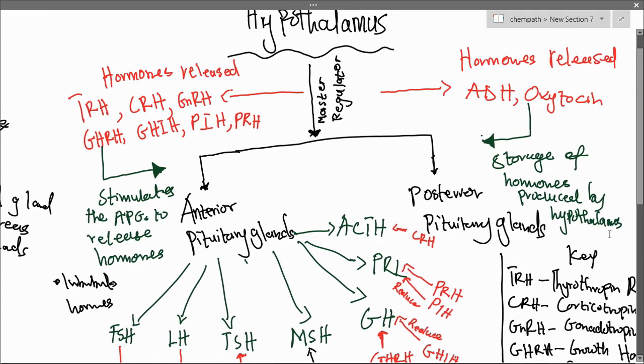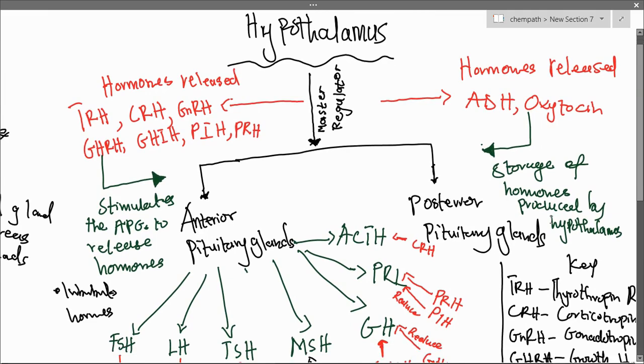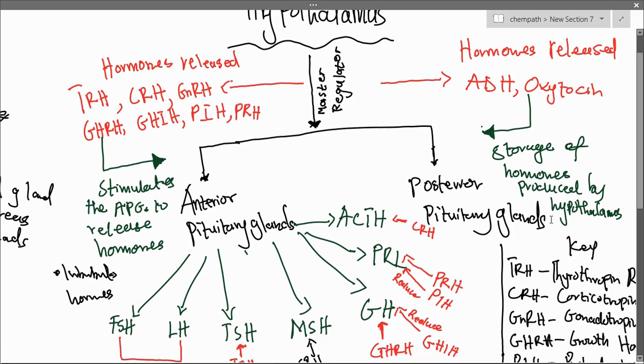Then we talked about the hypothalamus. We said the hypothalamus is also known as the master regulator. The hypothalamus releases two sets of hormones: the hormones that are stored in the posterior pituitary gland, and the hormones that affect the anterior pituitary gland to produce a lot of hormones. The hormones that affect the anterior pituitary gland are the thyrotropin releasing hormone, the corticotropin releasing hormone, etc.